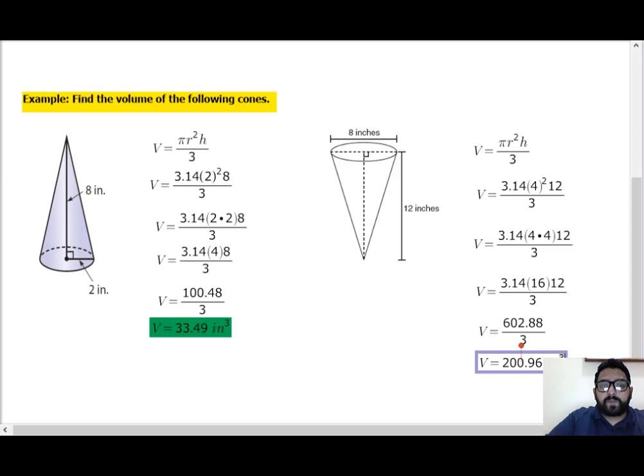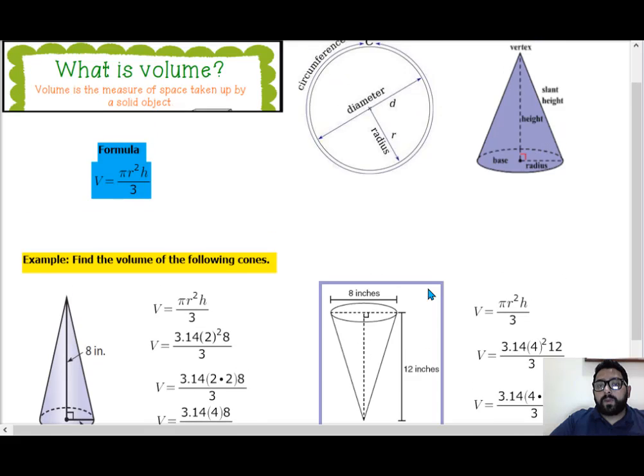This is the volume, or the amount of space that this cone takes up. Remember, when we put radius to the second power, that means you need to multiply the radius twice, or 4 times 4. If your radius is 5, you multiply 5 times 5. If your radius is 3, 3 times 3, and then you multiply by 3.14 and by the altitude, which is this vertical line that we have in a cone.